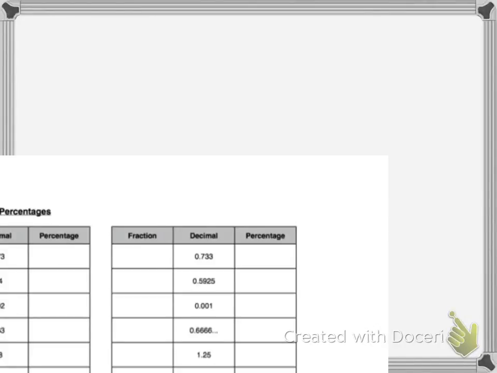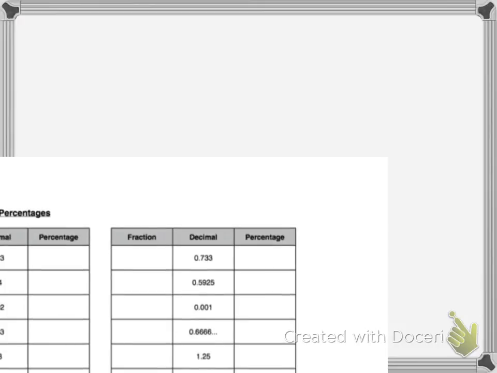Okay, so in this one we have some kind of weird looking ones, but you have to stick with the algorithm that you've been doing, and whatever comes out is going to be your right answer. So here's the decimal, 1, 2 to the right. So it's 73.3%.